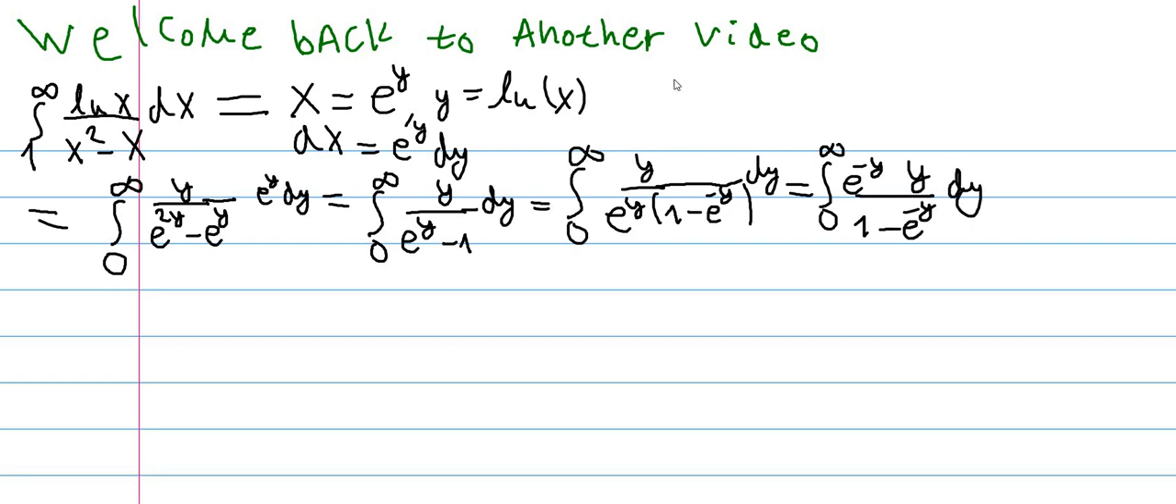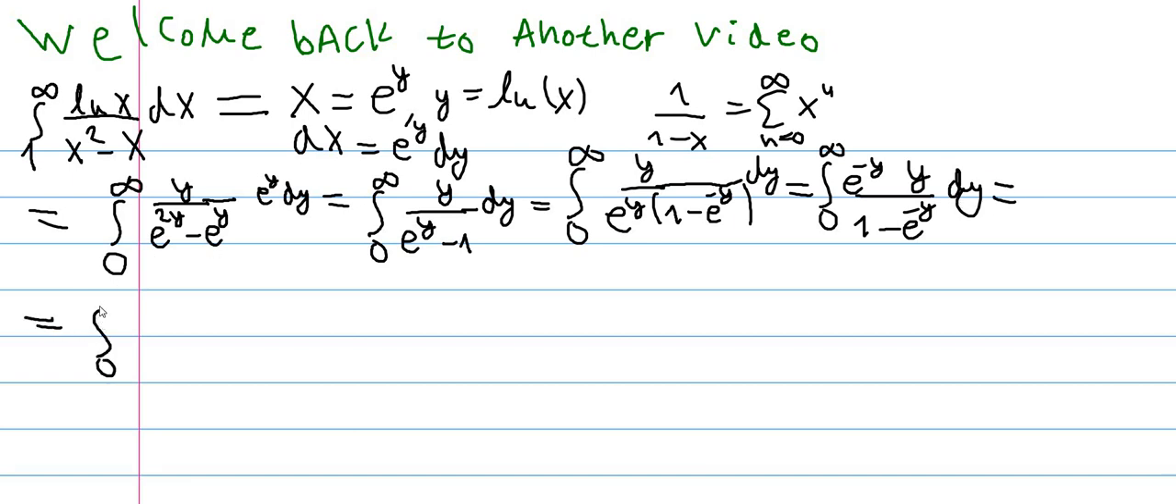Now we use the expansion 1 over 1 minus x, which equals a sum running from n equals 0 to infinity of x to the n. We have e to the minus y, and y goes from 0 to infinity, so it will converge now when we expand it. So what do we get?